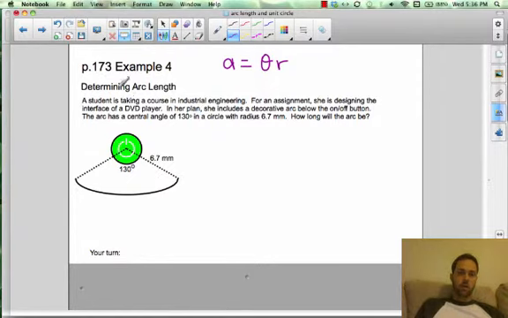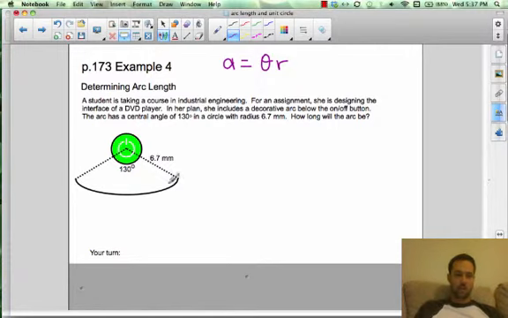So let's take a look at an example here. This is on page 173 of your Pre-Calculus 12 textbook, and we are determining the arc length. A student is taking a course in industrial engineering, and she is designing the interface of a DVD player. Now, she wants to include this decorative arc in front of the power button.